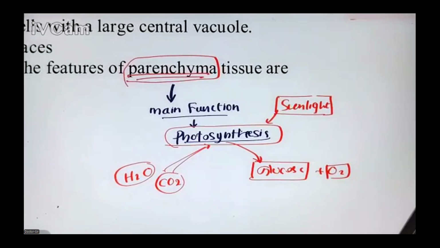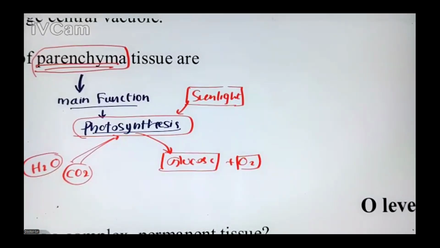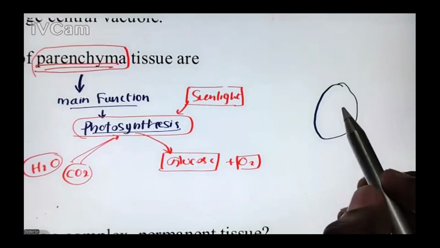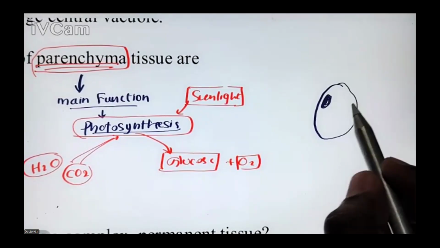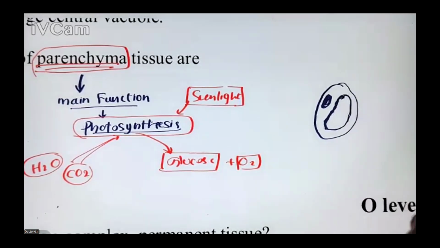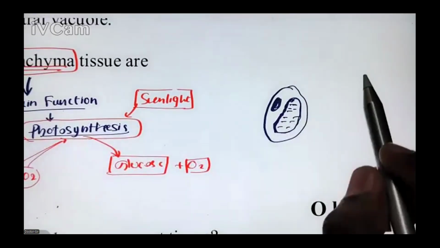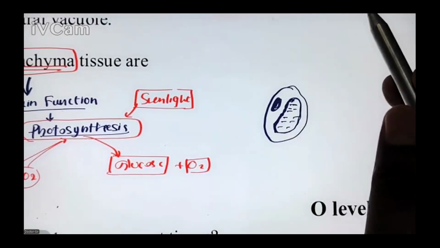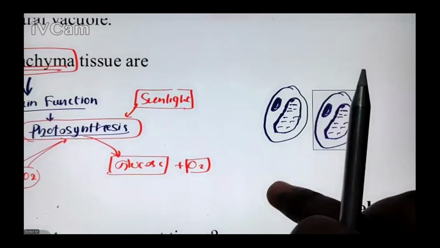So for that purpose, these parenchymal tissues need some adaptation. They need water, then they need CO2. So their cells, if they have a single cell like this, their nucleus is in the periphery and they may have large vacuoles. Those vacuoles can have water inside. Then I will copy paste another one, so this is another one, right?